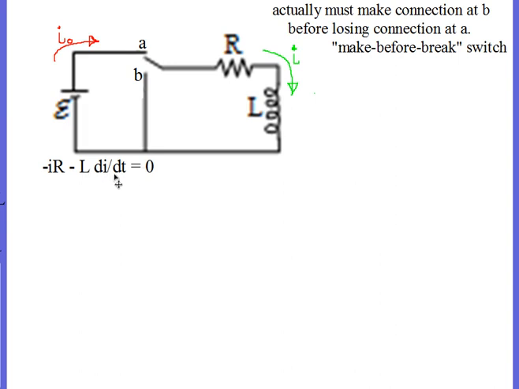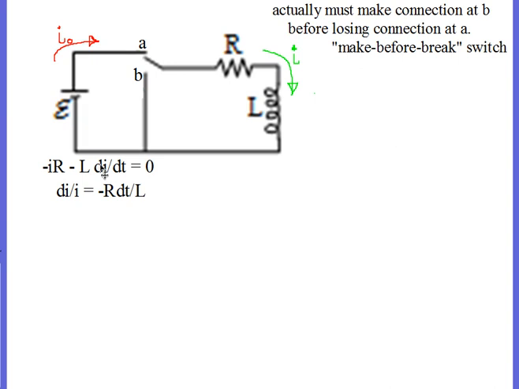Ah, but here it is, the di dt. The di dt is going to be negative. It's going to be a decreasing change in current, so that makes this whole term positive, so it can add up to 0. Yeah, I don't feel real good about that, but let's go on.